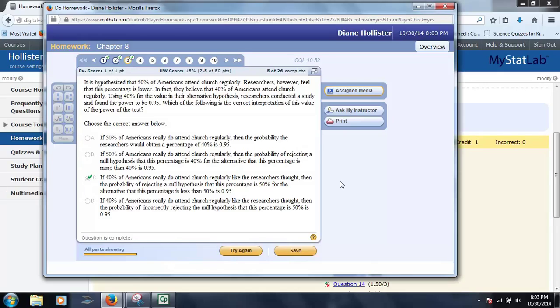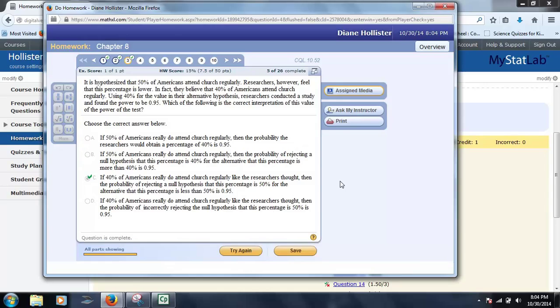The third question asks us about power. In this particular case, your null hypothesis is p equals 0.5. Your alternative hypothesis is p is less than 0.5. The power is found to be 95%. If we're using 40% for the value in the alternative hypothesis, the correct answer is C.